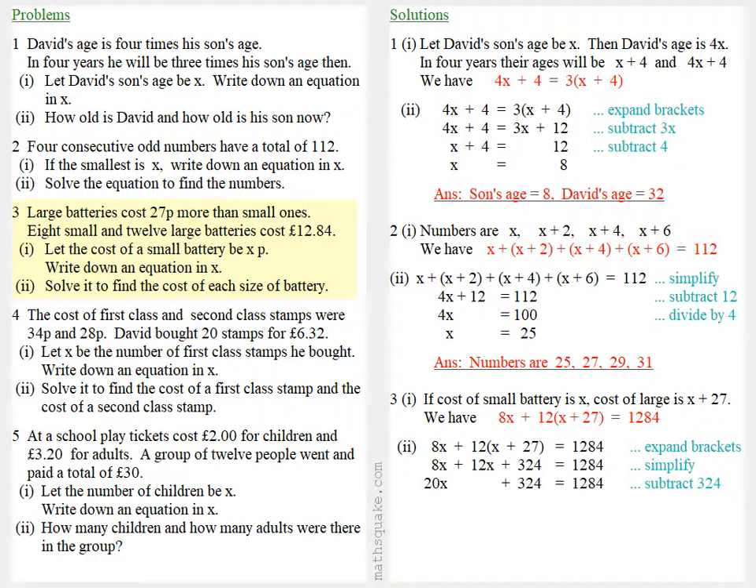Now if we subtract 324 from both sides, we get 20x equals 960, and if we divide by 20, we get x equals 48. So a small battery costs 48, and a large battery costs 48 plus 28, which is 76 pence.